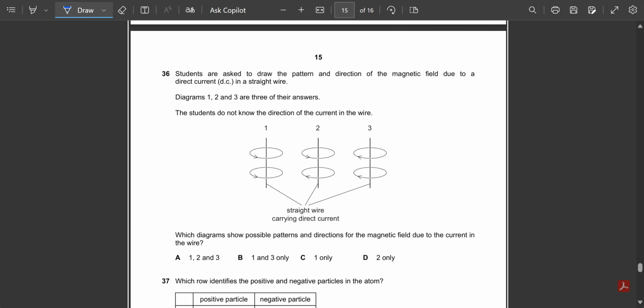A student is asked to draw the pattern and direction of the magnetic field due to the current in a wire. The student does not know the direction of the current. That's very easy. You use the right hand grip rule. Your thumb has to point toward the direction of current, and the curl of the fingers will point out the direction of the field. With my thumb, the curl of the fingers shows the current is going up here, it is going up here, and it is going down here.